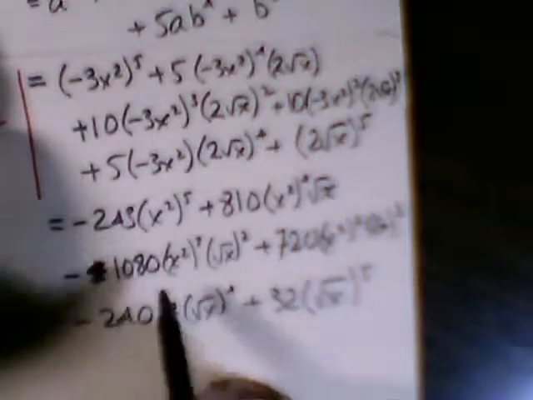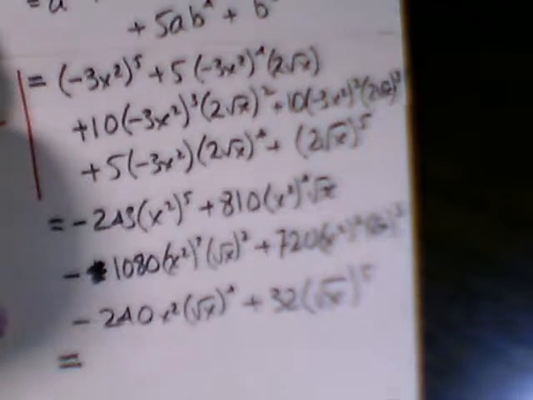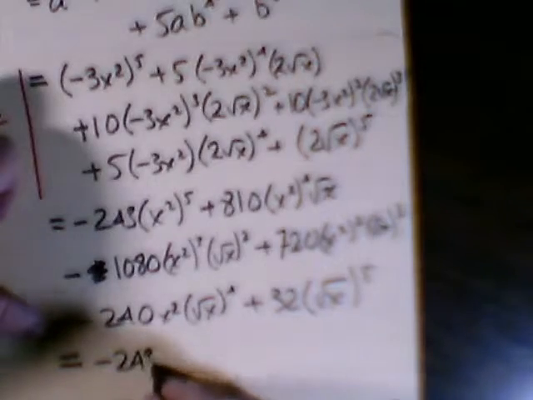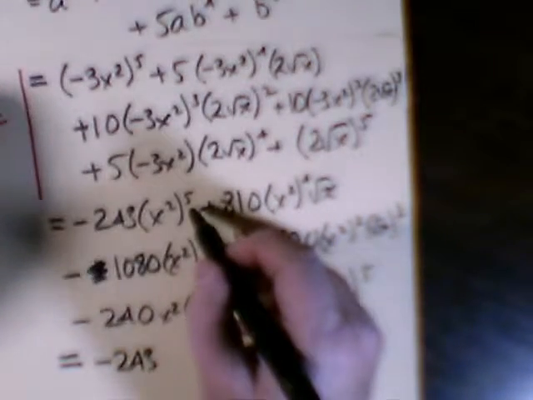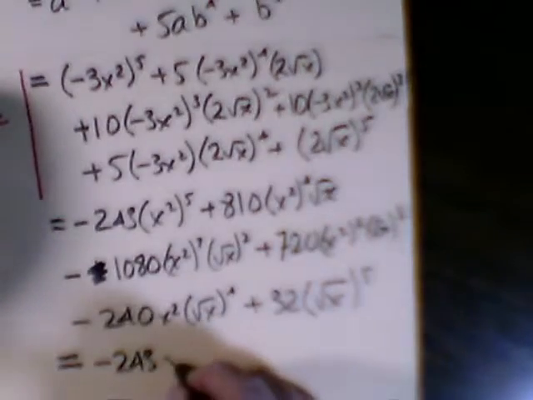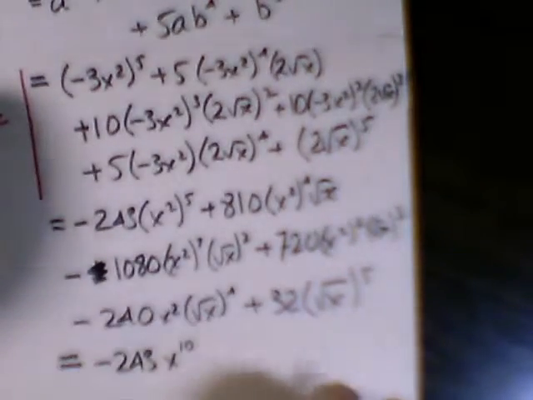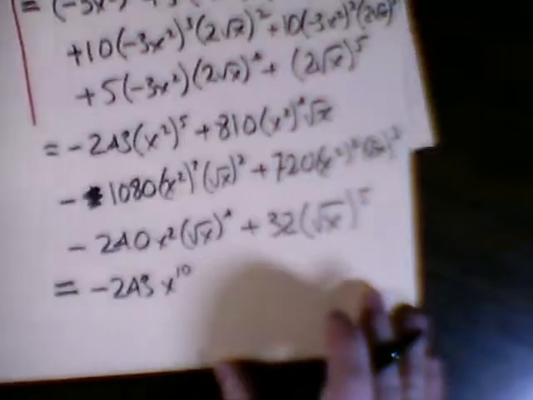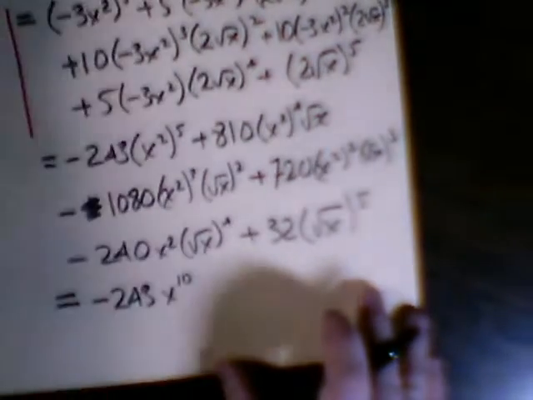And notice that the signs are alternating: negative, positive, negative, positive, negative, positive. We'll now work out the exponents. So minus 243, x to the 2 times x to the 2, 5 by itself 5 times is x to the power 10. We have an order 10 polynomial here. Okay.